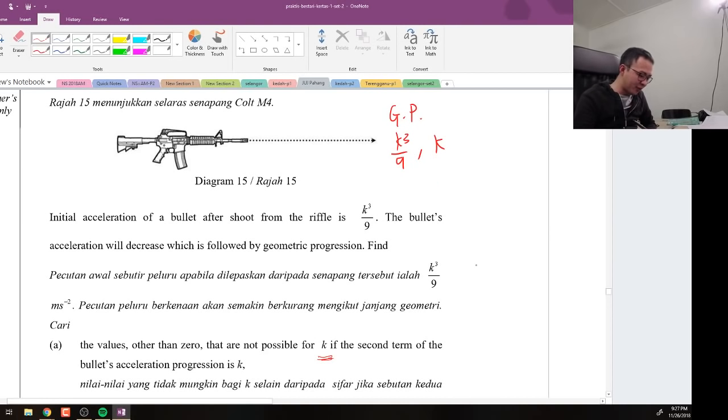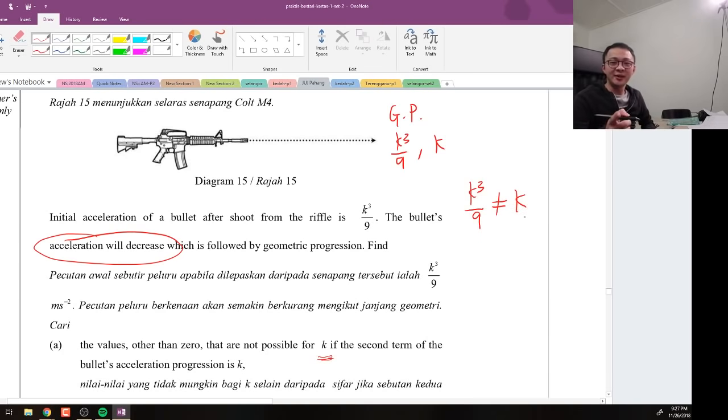So definitely from here, we can roughly get the idea. Okay, so it's not possible because you see the word, the acceleration will decrease, right? So when they say not possible, the first thing is, k cubed over 9 cannot equal k. Because if k cubed over 9 equals k, that means the acceleration is constant. It does not increase and does not decrease because they are equal. So the first term and second term being equal means no increase or decrease. Because of the word decrease, I know they cannot be equal.